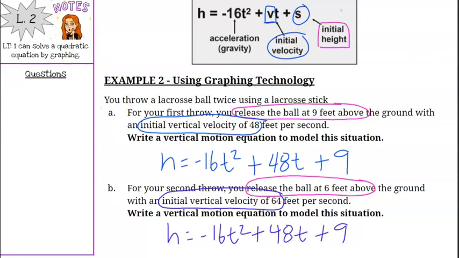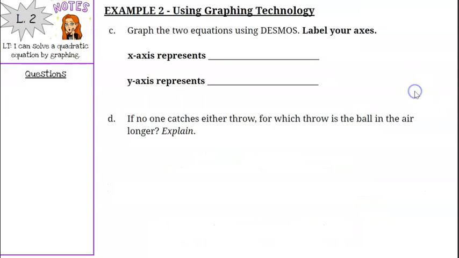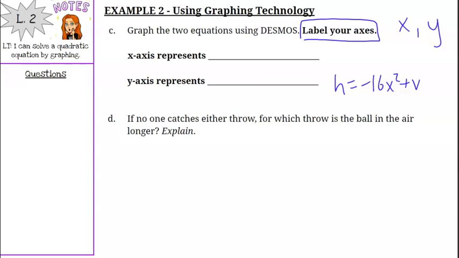So now once we've written our equations, we are going to use some graphing technology in order to graph these lines. But before we use Desmos to graph our lines, we want to think about what our axes represent. So our x and y axis. Because we're not using the variables x and y at this time, because we have h equals negative 16t squared plus v, not even x squared, we're using t, see? We're so used to using that x.